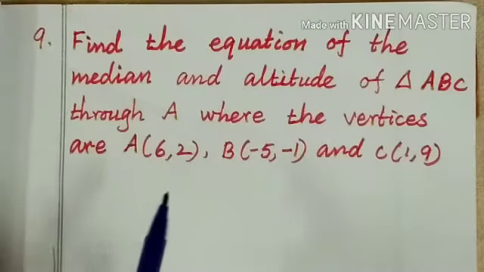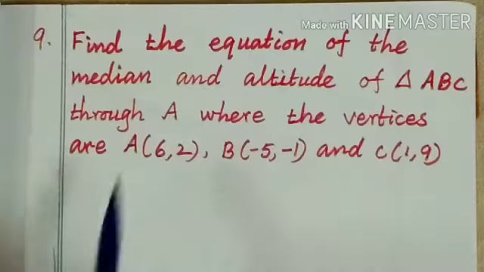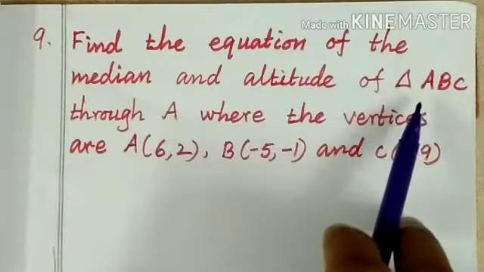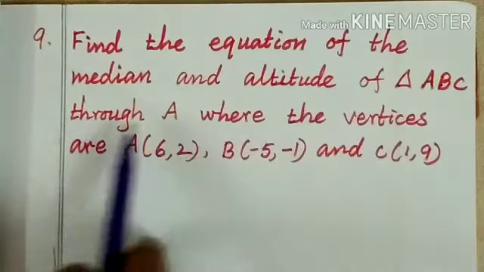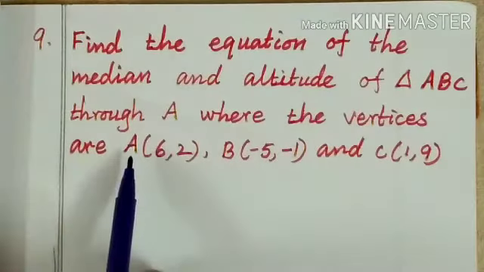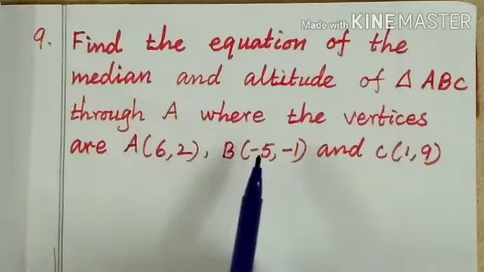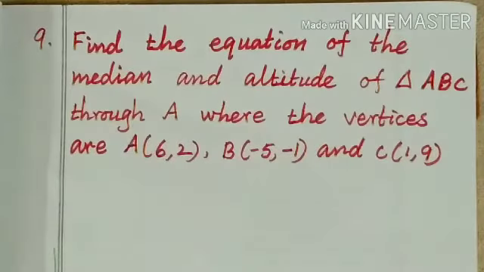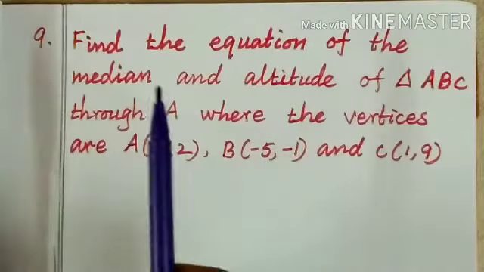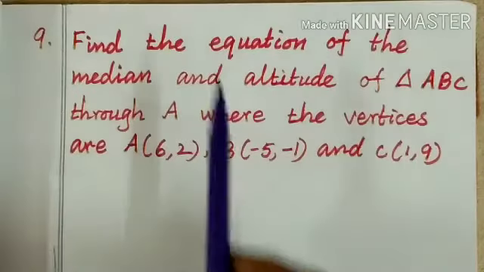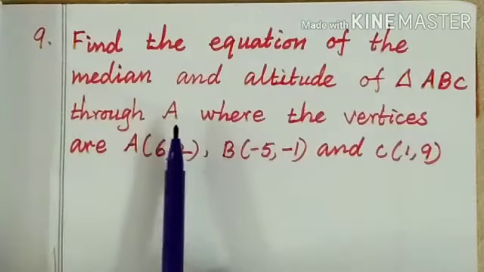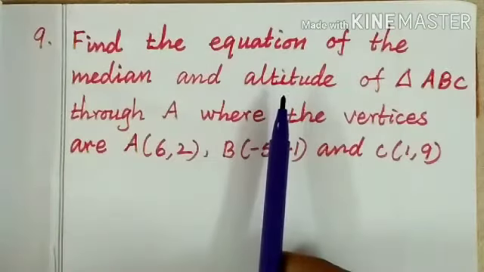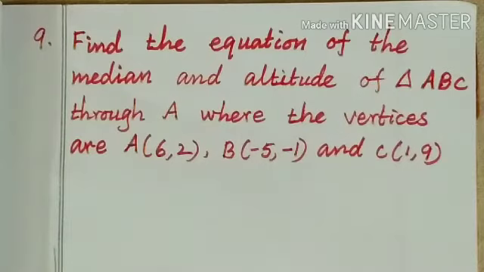Now we move on to the next sum. See the question. Find the equation of the median and altitude of triangle ABC through A, where the vertices are A (6, 2), B (-5, -1) and C (1, 9). Here we have to find two equations. One is the equation of the median passing through the point A, and another one is the equation of the altitude passing through the point A.